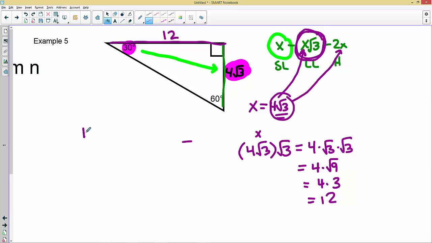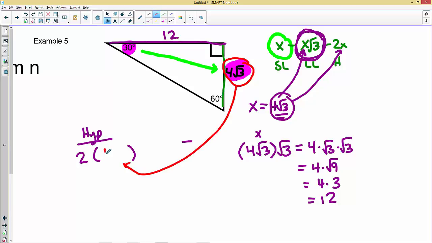So for the hypotenuse, which is 2 times x, notice I'm using that parentheses again for my x. And what am I going to put in here? I'm going to put this 4 radical 3 in there, which is x. Plug it right in here. I get 2 times 4 radical 3. And again, just like we talked about earlier, 2 times 4 is 8. And the answer is 8 radical 3. Okay, hopefully you guys got that one right.